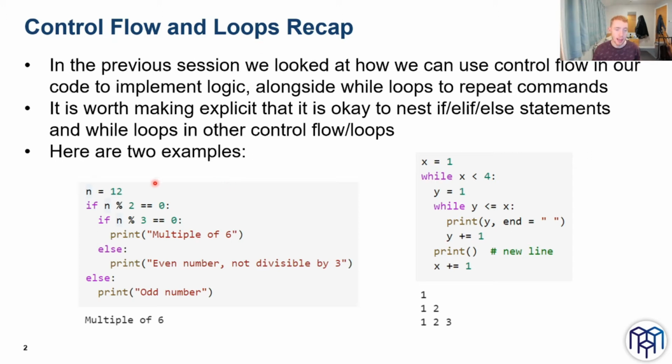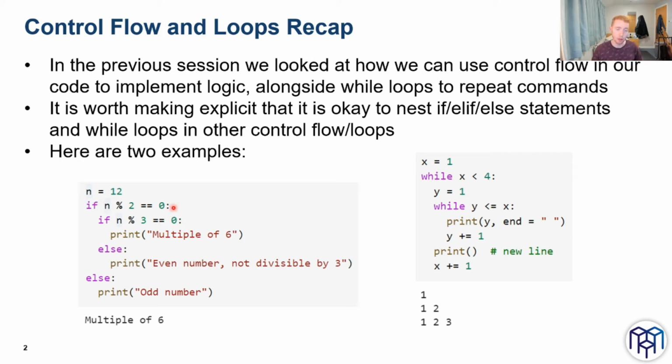So here we have a script that will take a number and print one of three responses. It's a multiple of 6, it's even but not divisible by 3, or an odd number. And so to do this, we have two levels of ifs here. And the word we use for putting one if statement in another, or actually for putting any sort of control flow in another, is called nesting.